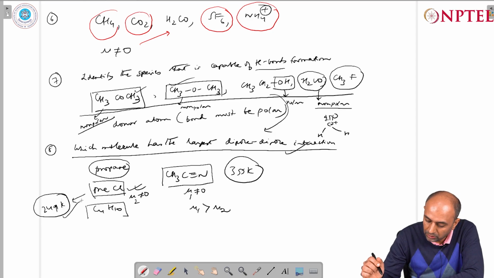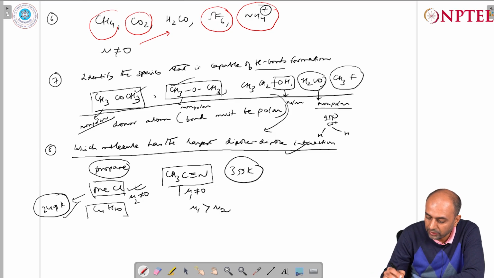So potentially, if you see, there are no strong hydrogen bond donors here, they are weak hydrogen bond donors like CH in case of acetonitrile as well as CH in case of methyl chloride, but there is a sufficiently large magnitude of dipole-dipole interactions, and therefore that decides the boiling point of the compound.